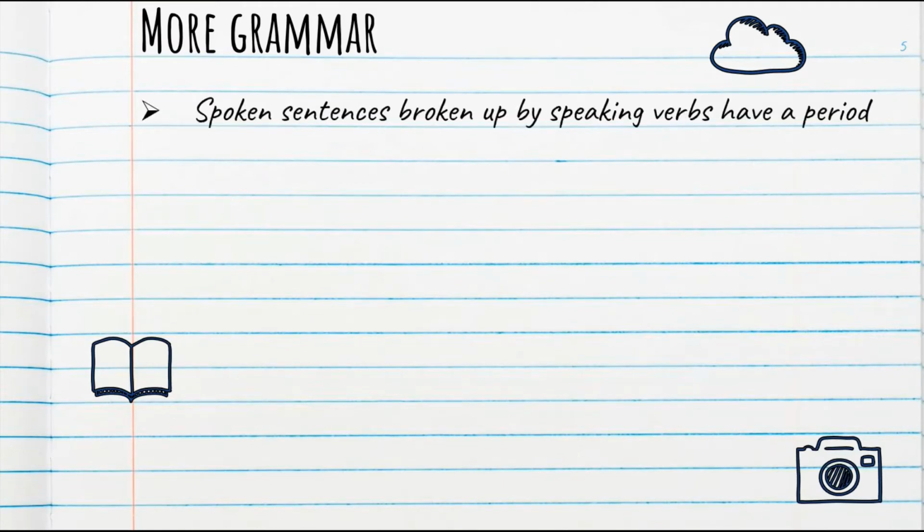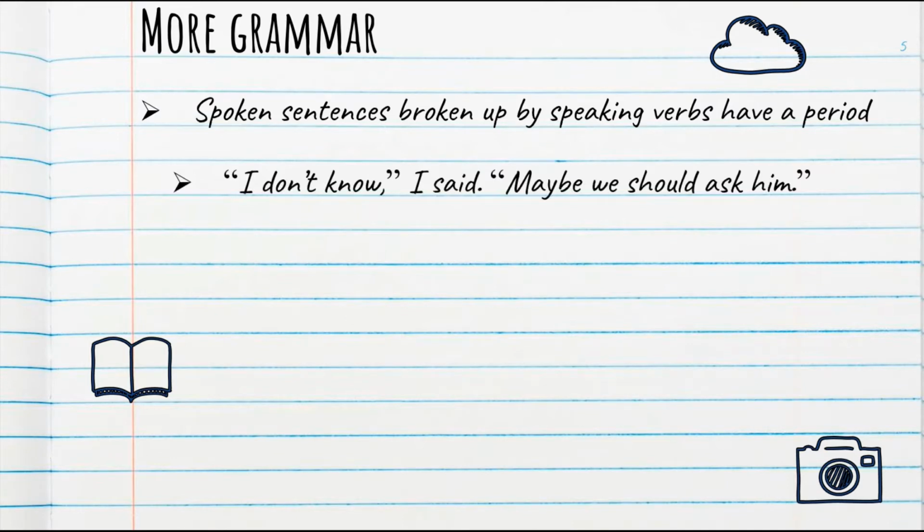First of all, any spoken sentences that are broken up by speaking verbs use a period. What I mean by that is if you have one long spoken section that has more than one sentence, and you break up those sentences with a speaking verb, then you have a period after the speaking verb. So here's the example. "I don't know," I said. "Maybe we should ask him."